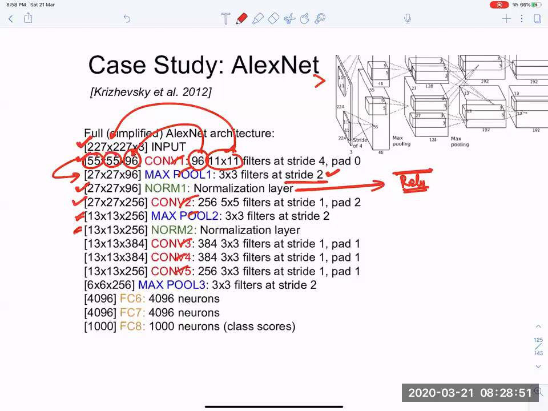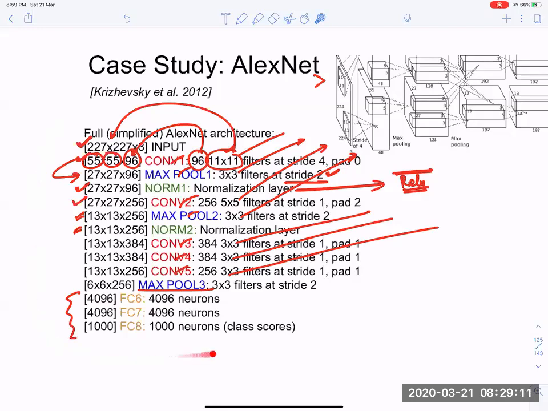And what they have done, initially they applied 11 by 11, then 3 by 3, then 5 by 5, 3 by 3, then 3 by 3, 3 by 3, 3 by 3. And then at last pooling, and then the fully connected layers. This is the general architecture we are going to see. This is going to be our general architecture continuously throughout.